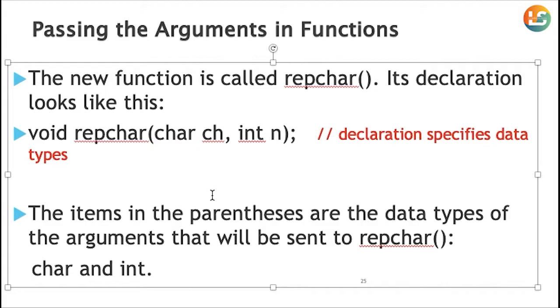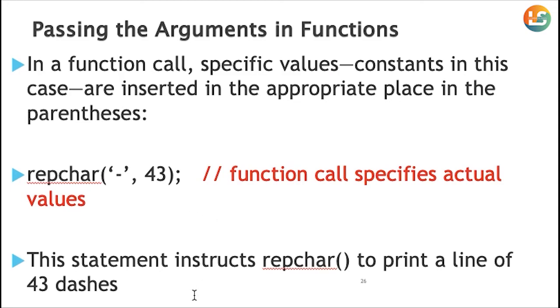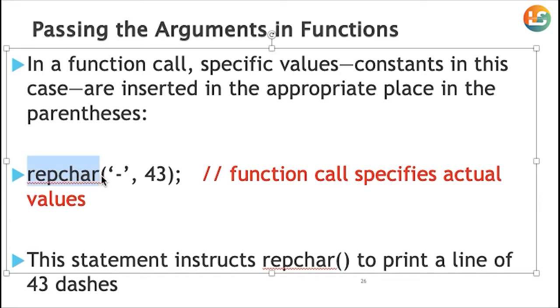Whenever you need to call this function, you have to write the function name, then the parentheses, and between the parentheses goes the actual data which you are going to send to this function. For example, I want to print a line of dashes, and the number of times this dash needs to be printed is 43. So our function name is repchar, and it takes the symbol minus and the number 43. These are the two parameters which, at the time of calling, I send to this function. So this is our calling of this function.